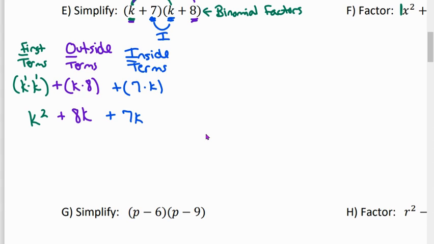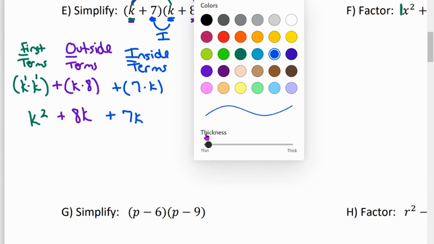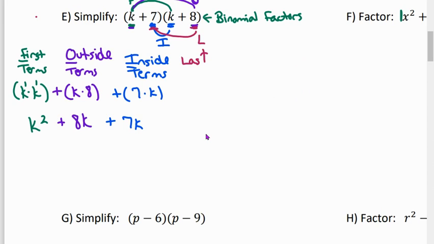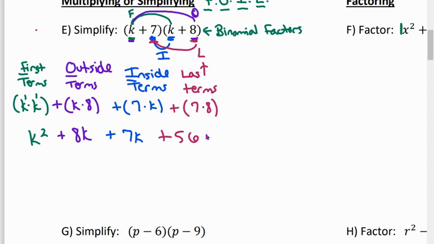And then our last terms, the 7 is the last term in this binomial. The 8 is the last term in this binomial. And that will equal 56.